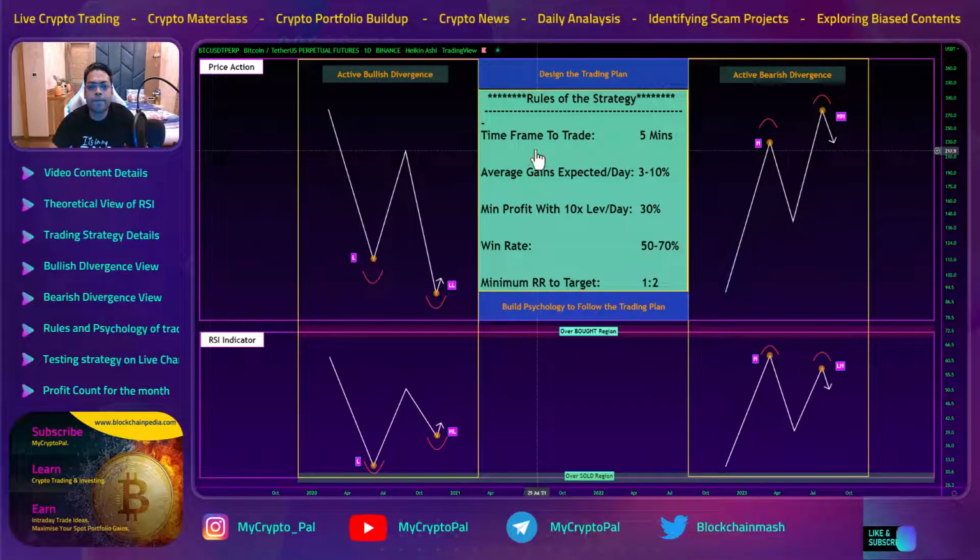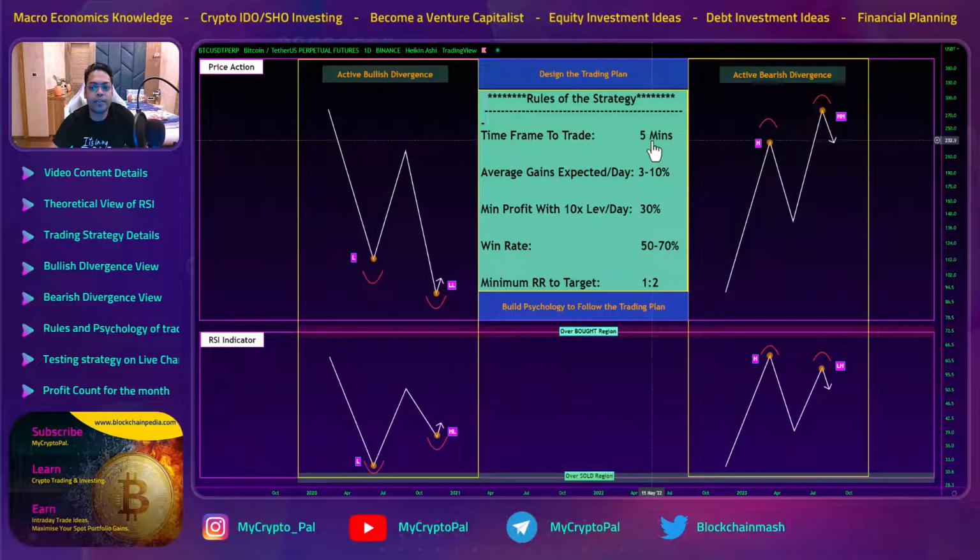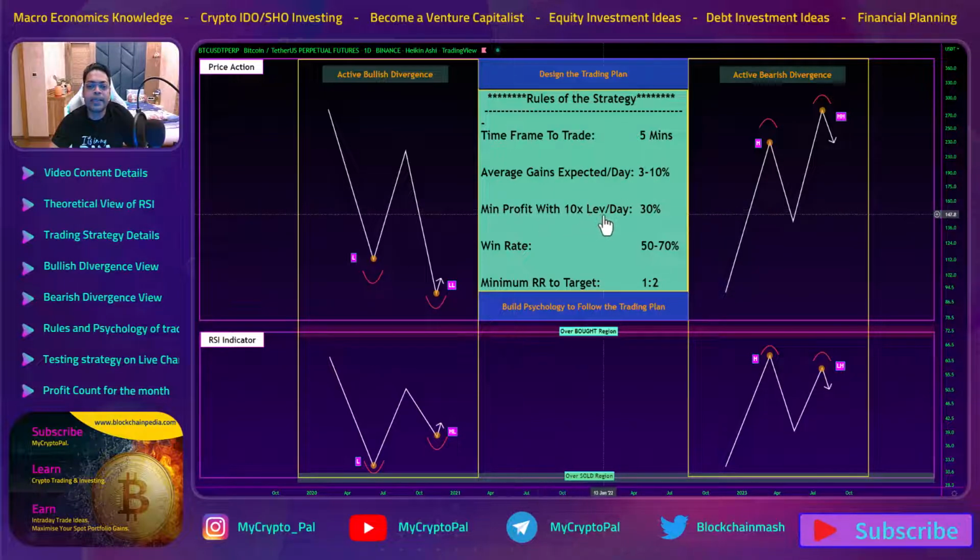A few things to remember here: the time frame to trade is only 5 minutes. Do not exceed this time frame. Only stay in 5 minutes, take your profits in 5 minutes and enter your trades in 5 minutes. The average gains expected per day on spot is 3 to 10%. If you are longing, you cannot short in spot. And the minimum profit with 10x leverage per day will be 30%.